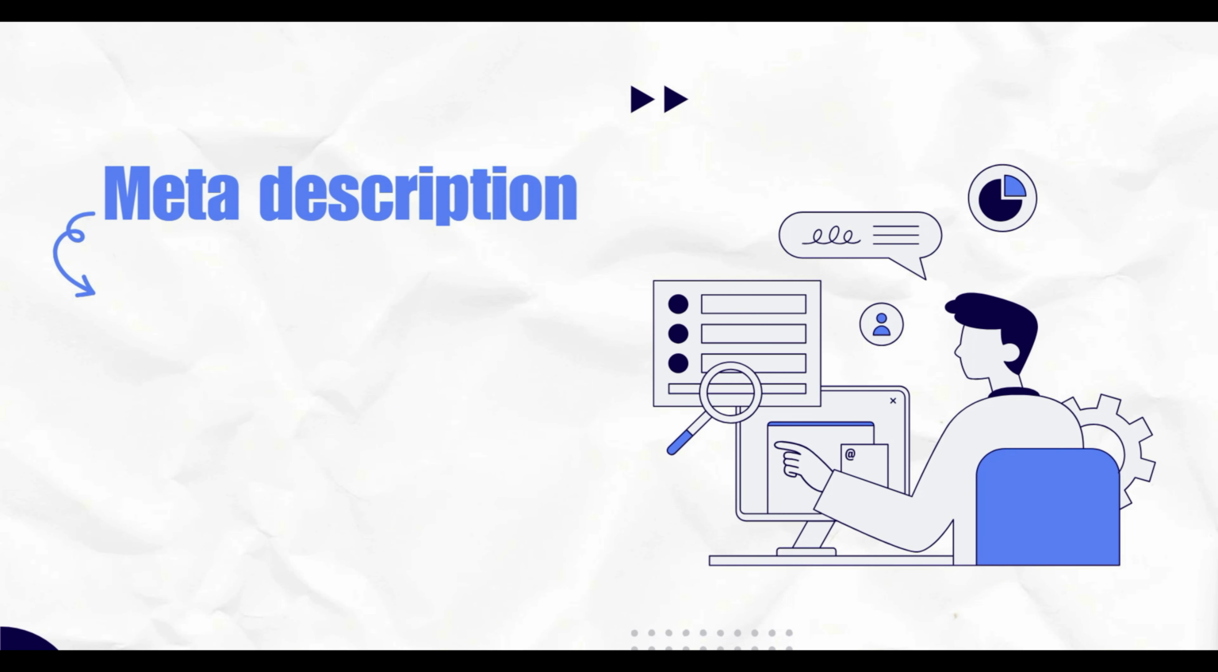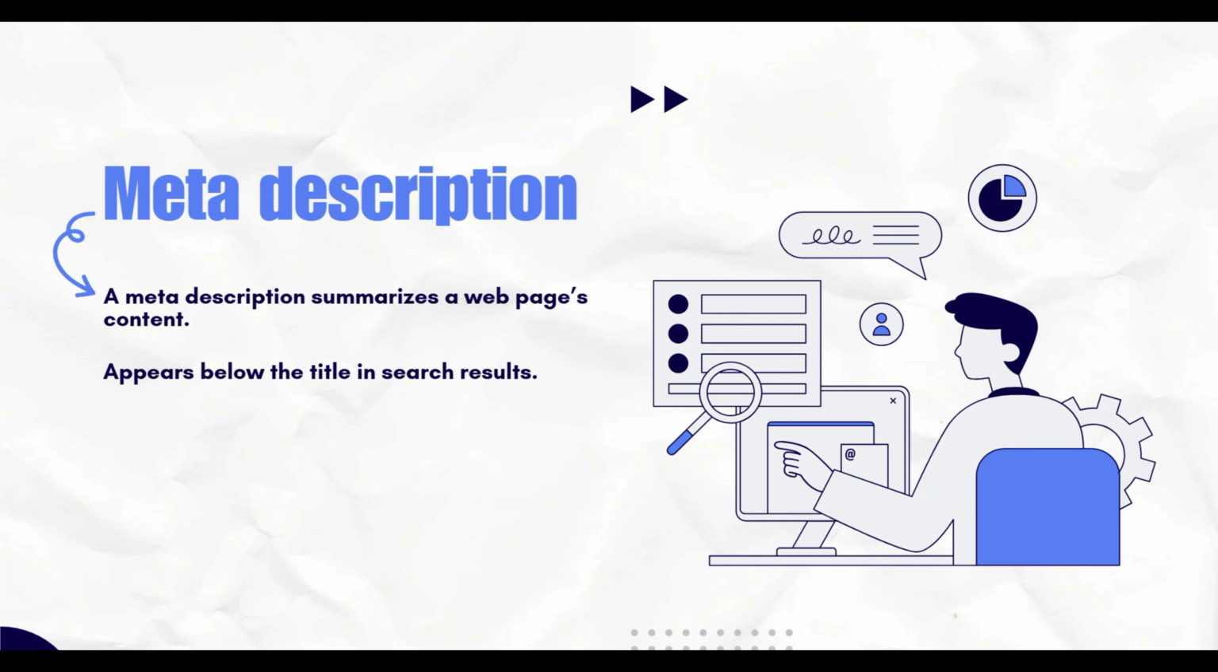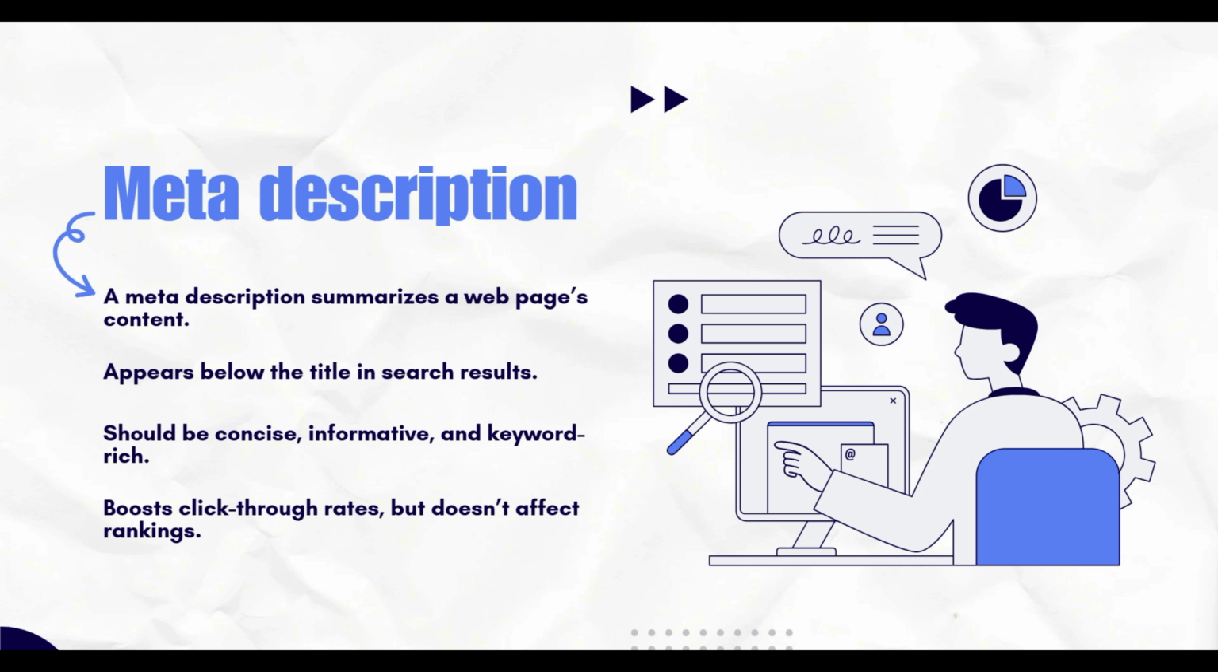Meta description. It is a brief summary of web page content that appears below the title in search engine result. It should be concise, informative, and contain relevant keywords to encourage clicks. While it doesn't directly impact ranking, a well-crafted meta description can improve click-through rate by attracting users to your page.